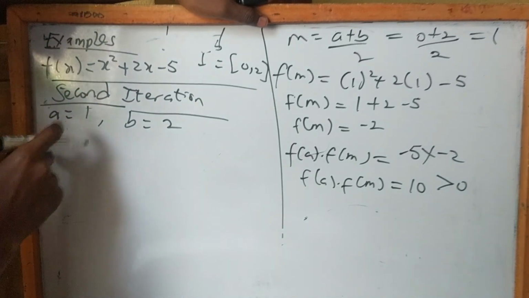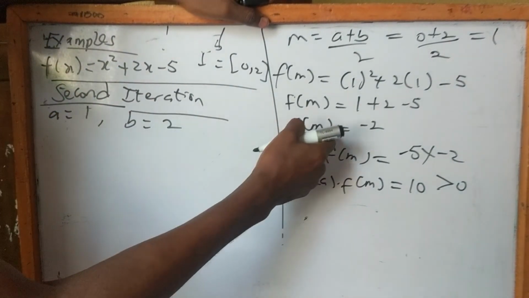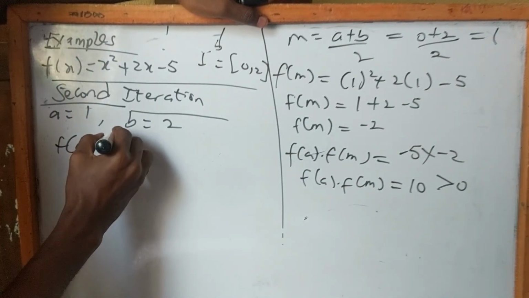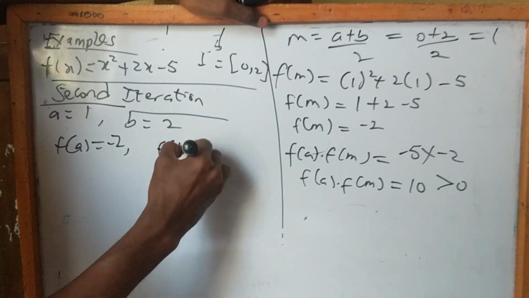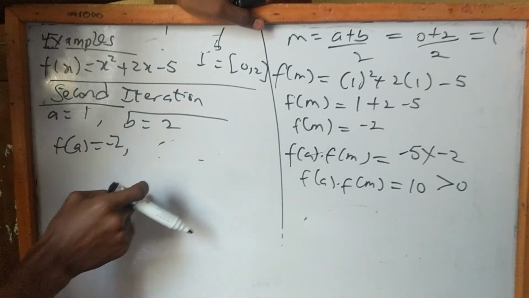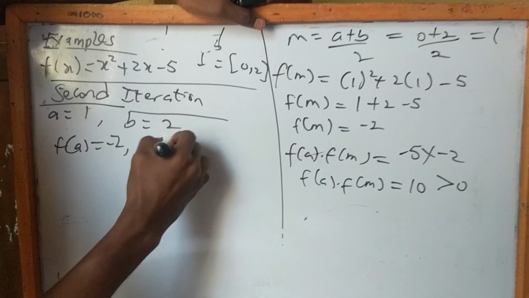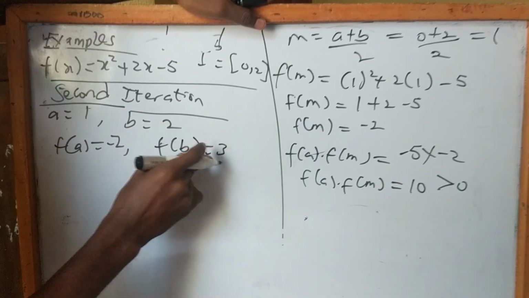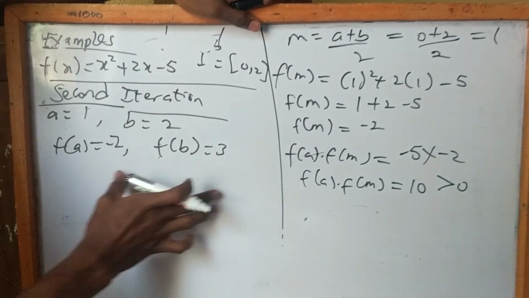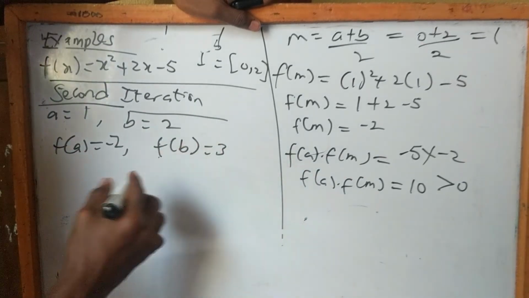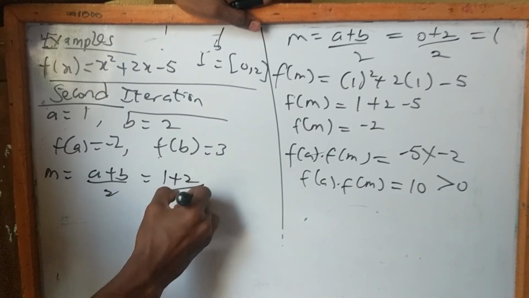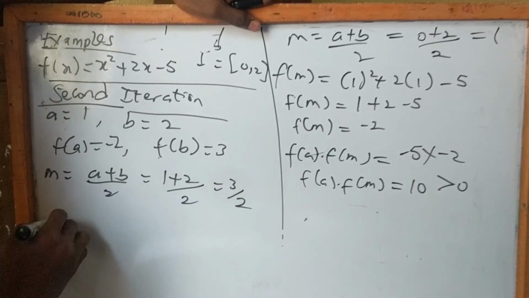What's the next thing that we should do? We found our f of m is just like the f of a here, so there's no need for repetition. So let's look at f of a, the same thing here, minus 2, and f of b is what we got for f of b in the previous question. What was that, Seth? F of b was what? 3. Okay, good, that's correct. So now let's find our m here. This f of a and f of b. If we multiply them besides is less than 0, that means it is good to go. That means the root is between this interval. So m is a plus b over 2, which is 1 plus 2 over 2, which is 3 over 2, which is 1.5.